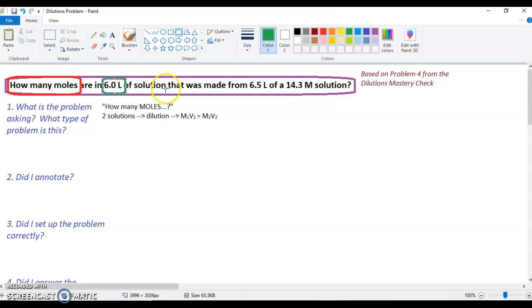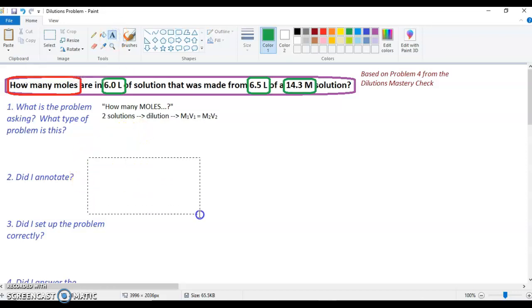We have a volume, we have 6 liters. We have another volume, 6.5 liters. And we have a molarity. So those are knowns because they have a number and a unit. In this instance, there is no chemical, but sometimes you will be presented with one. All right. So there, I have annotated everything.